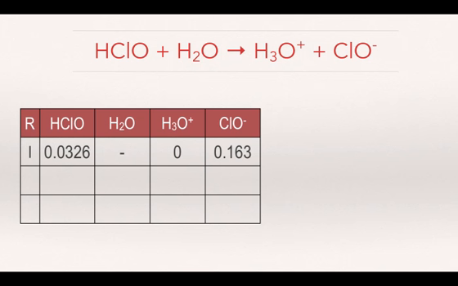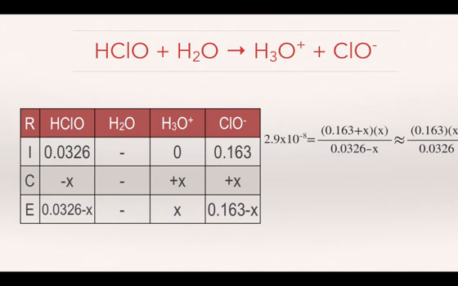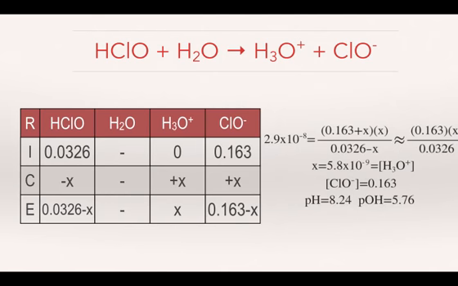So we're going to start off with 0.0326 molar hypochlorous acid and 0.163 molar hypochlorite ion. We get our changes and we get our equilibrium values. Those values then are plugged into our equilibrium expression. Again, we make our assumption and we calculate x to be 5.8 times 10 to the negative 9th, and that will be our concentration of hydronium. Again, x is too small to really matter, so our hypochlorite ion concentration is also going to be 0.163. The pH determined from the value of x, which is the hydronium concentration, is 8.24, and the pOH is 5.76.